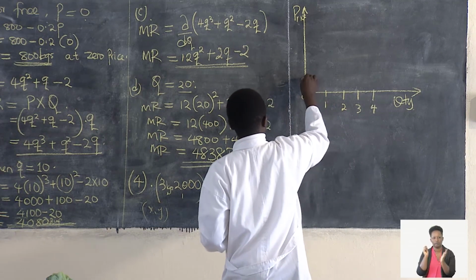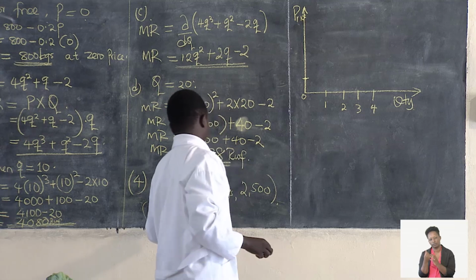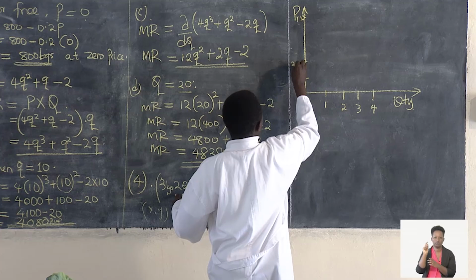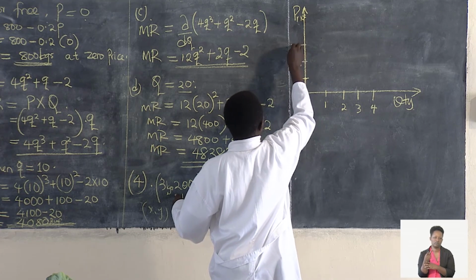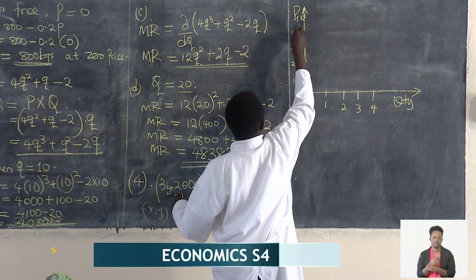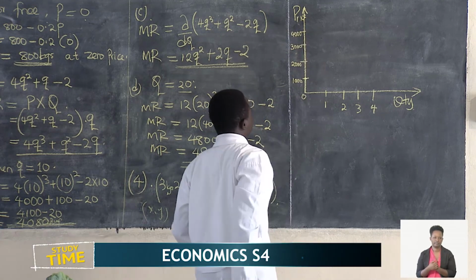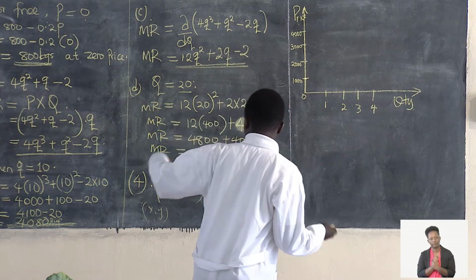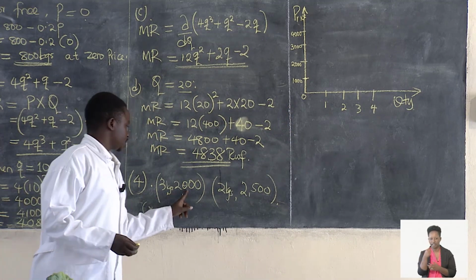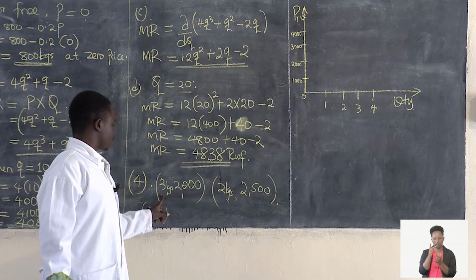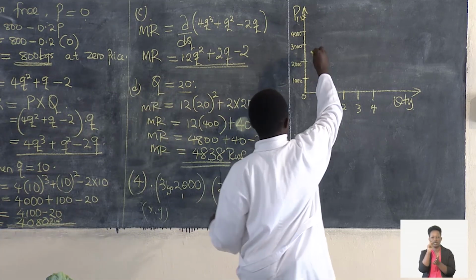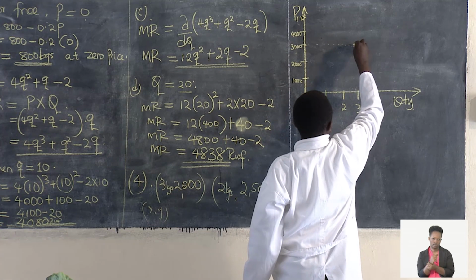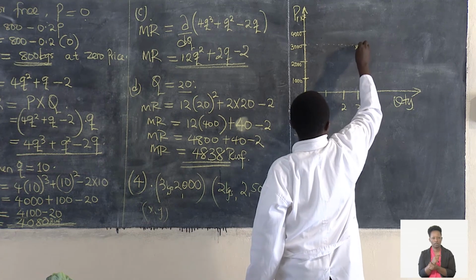Then here with the price, you can look for a suitable scale. We can use maybe 1,000, 2,000, 3,000, then 4,000. Then from our scale, we can plot 3 kilograms at 2,000 being the price. 3 kilograms were bought at 2,000, which is our price. So you have to sketch.